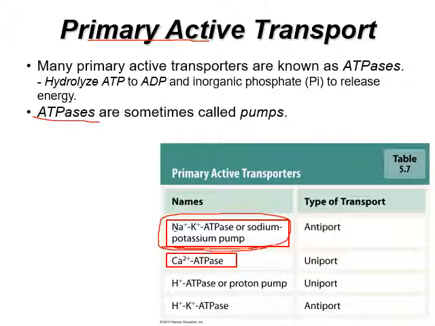Okay, sodium potassium ATPase, or commonly many ATPases are also known as pumps because they are pumping the ions from low to high. So this is also known as the sodium potassium pump. Okay, it is antiport. What does that mean? Antiport, remember, there are two molecules. They're co-transporters. In this case, what do you think the two molecules are? They're sodium and potassium. And they're going to move in opposite direction of each other.